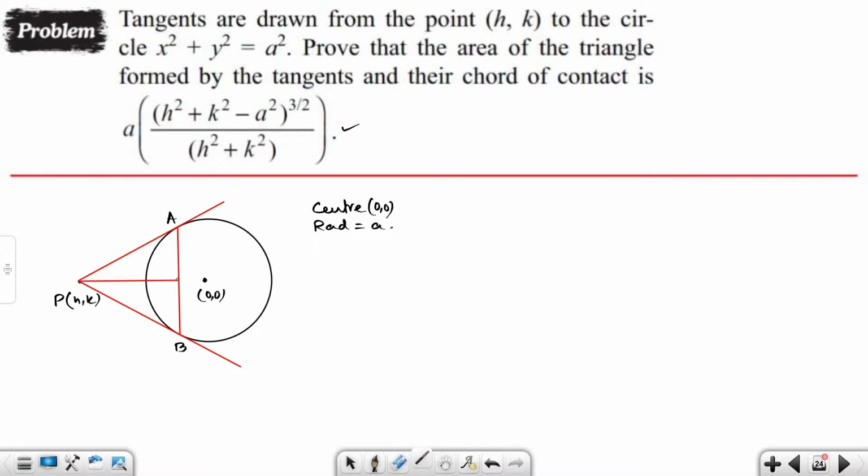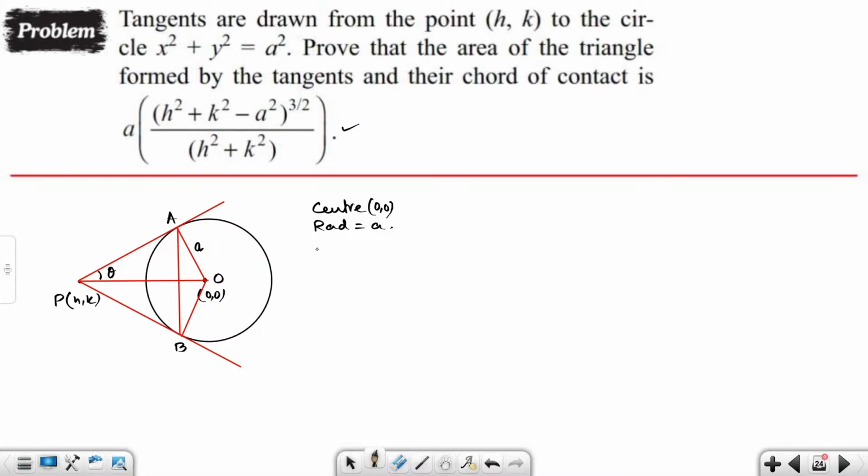Let me just join P with the center O, I mean the origin. Okay. Now, let us say this angle be theta. If this angle is theta, let me just join this also, as well as this. Okay. Now, if this angle is theta, the radius is A and this angle is theta.